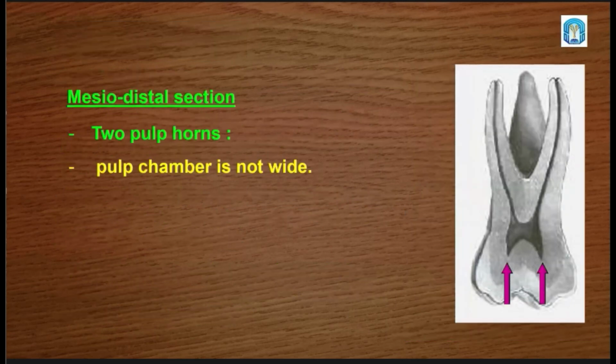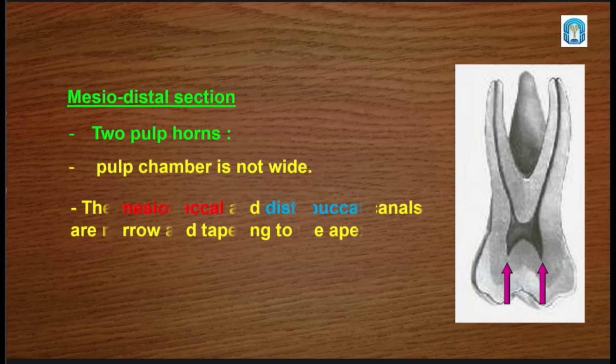In the mesio-distal section, two pulp horns are there. The pulp chamber is not that wide. The mesio-buccal and distobuccal canals are narrow and tapering to the apex. On the mesio-distal section, you can see only the buccal side, where there are two roots, the mesio-buccal root and the distobuccal root. Even though the mesio-buccal root has two canals, you can see only one canal because one is superimposed on the other. Tapering means becoming narrower toward the apex.